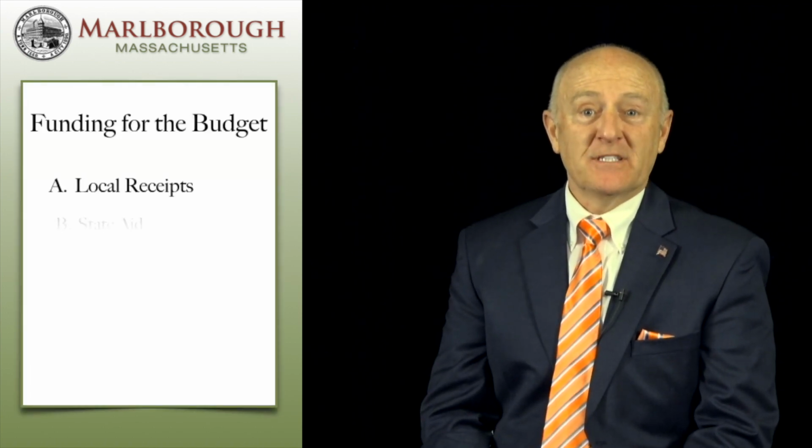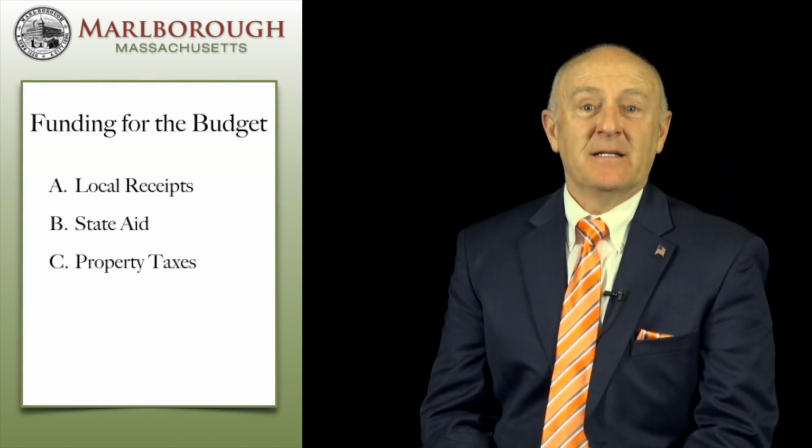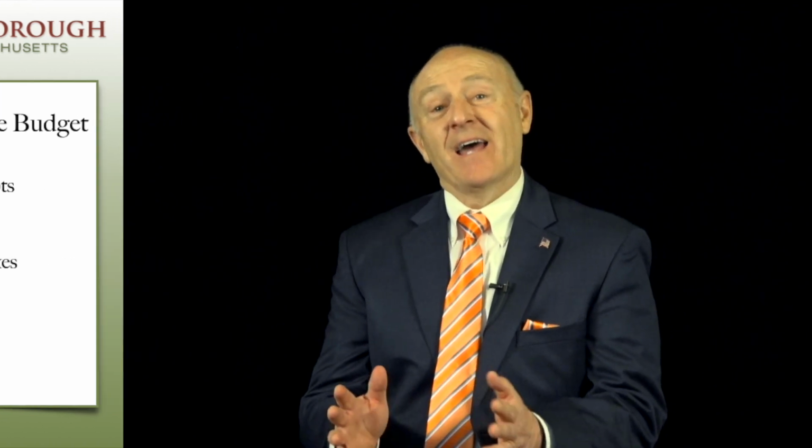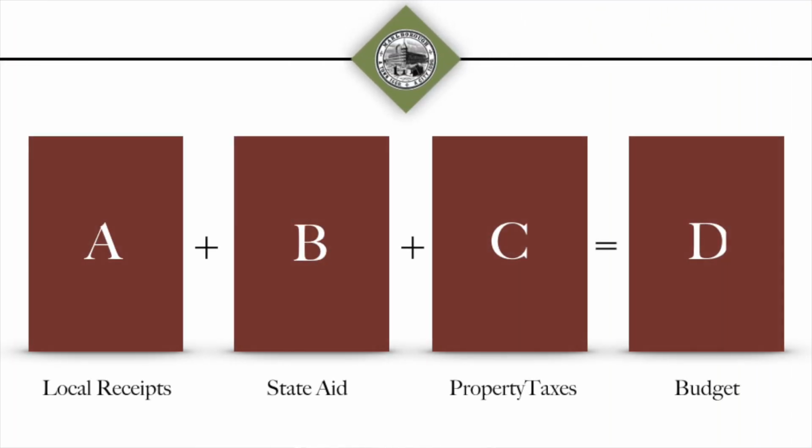So, now that the budget is approved, the budget has to be paid for. Funding the budget comes from three sources: local receipts, state aid, and property taxes. I like the simple formula of A plus B plus C equals D. The local receipts, or A, plus state aid, B, plus taxes, C, equals your budget, D. Let's look at each one.